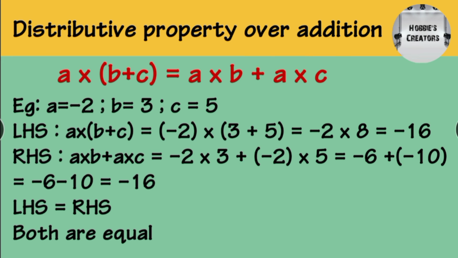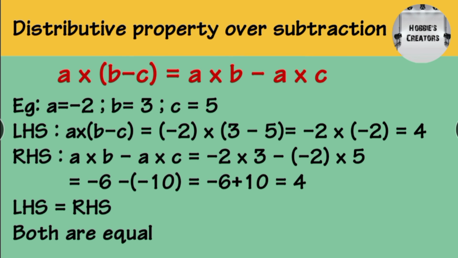Now we can move on to distributive property over subtraction. See here, in addition we just saw the plus symbol, but in subtraction we are just changing the symbol plus to minus. We can understand this by an example. Minus 2, 3 and 5. So a, b, c are given. So a multiplied by b minus c equals minus 2 multiplied by 3 minus 5. So 3 minus 5 is nothing but minus 2, right? So minus 2 multiplied by minus 2 gives you 4.